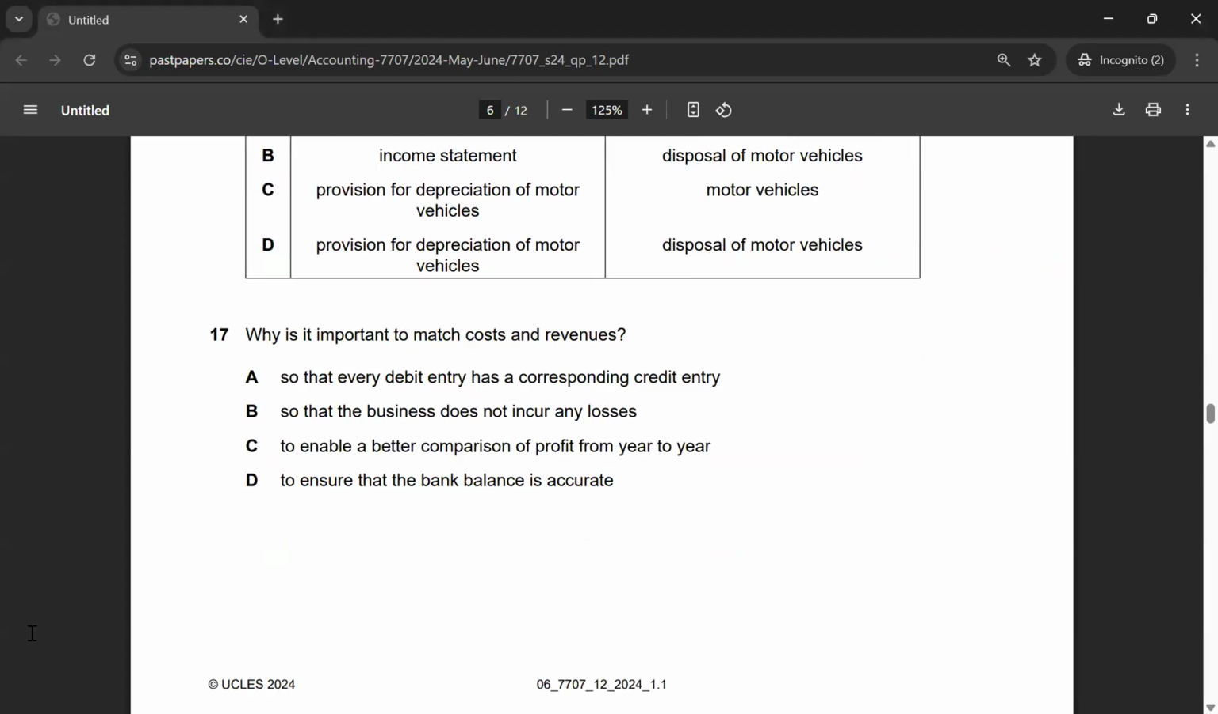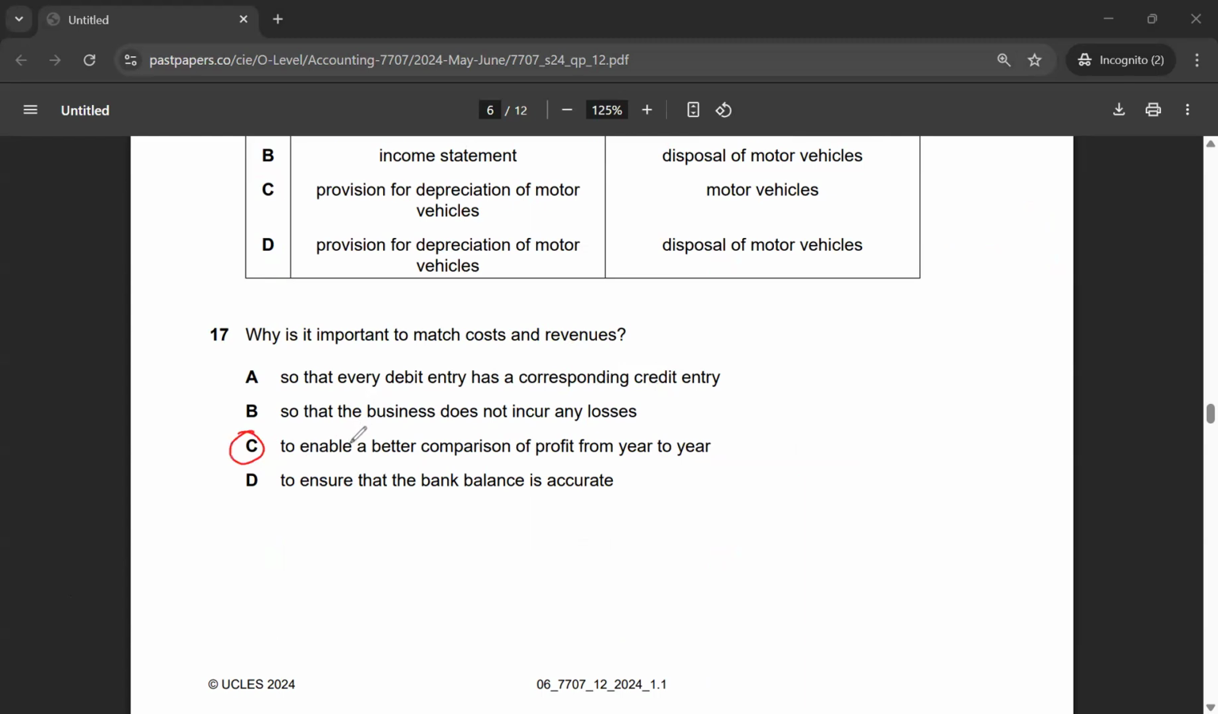Let's look at multiple choice 17. Why is it important to match costs and revenue? So that every debit entry has a corresponding credit entry? Not really. It's actually option C, to enable better comparison of profit from year to year. And that is why we need to match cost and revenue of the same year, not for these other reasons, A, B, and D. It has nothing to do with bank balance.